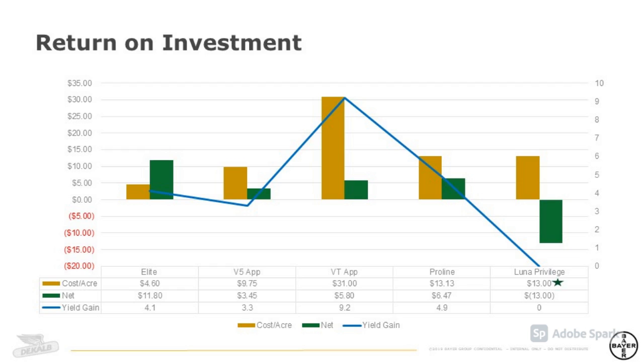a per acre basis. When you look at the ProLine and the Luna Privilege data, the ProLine data does provide a nice net income based on my data, and the Luna Privilege did not because it did not provide a yield benefit. I did an estimate of the cost on Luna Privilege because technically it's not labeled for use in corn, but we were able to use it for research purposes to look at its benefit.